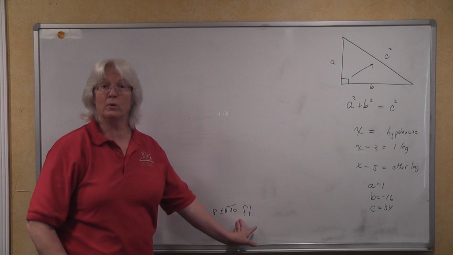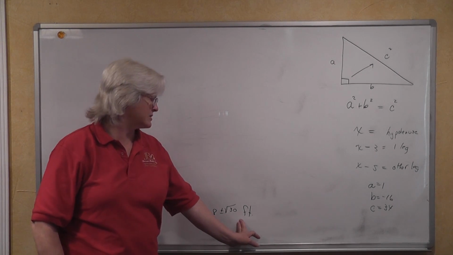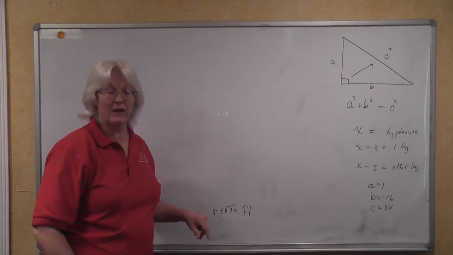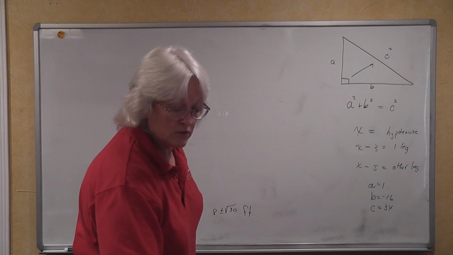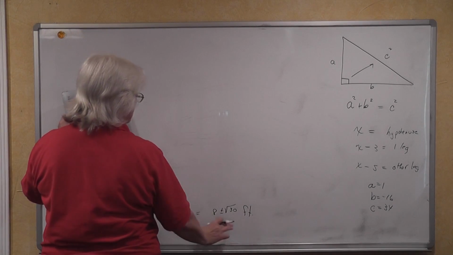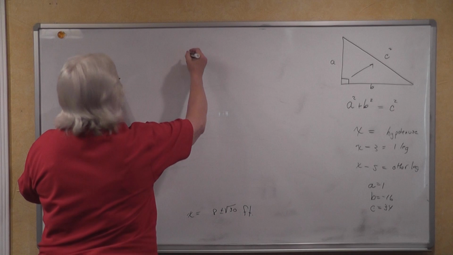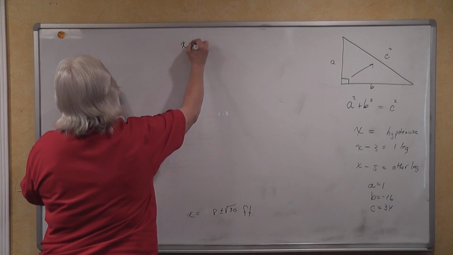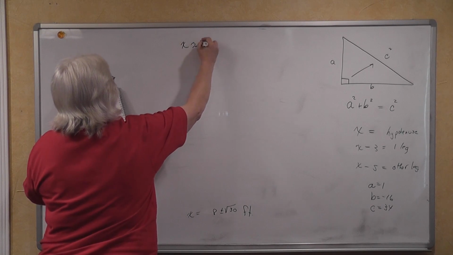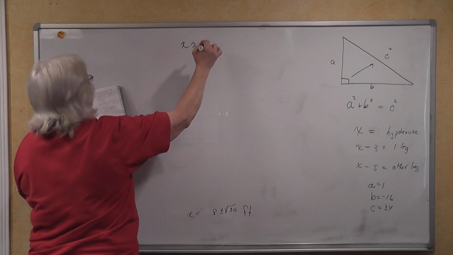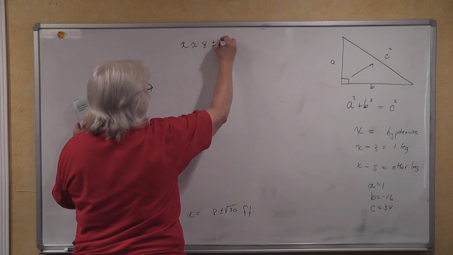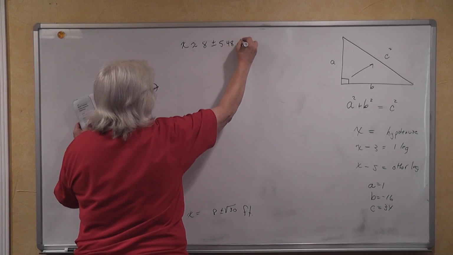When you put plus or minus the square root of 30 feet into your calculator and you've added 8, these are the values that you end up with. I'm simply going to copy them out of the text because you guys know how to do that. We end up with x is approximately equal to 8 plus or minus 5.48 feet.